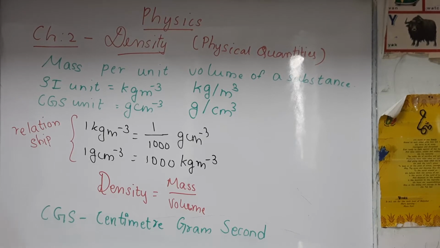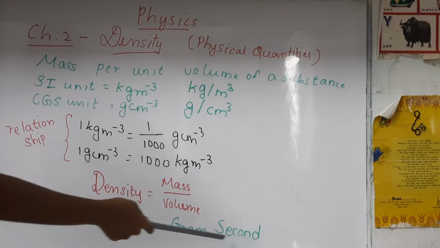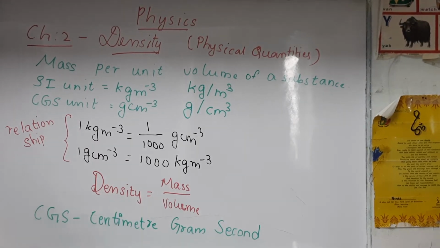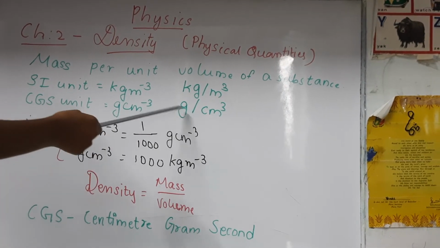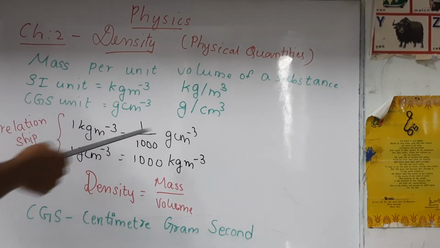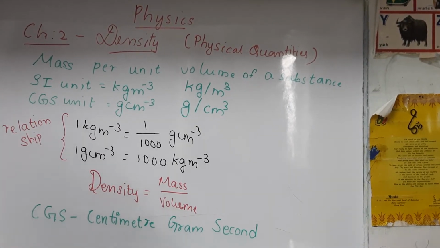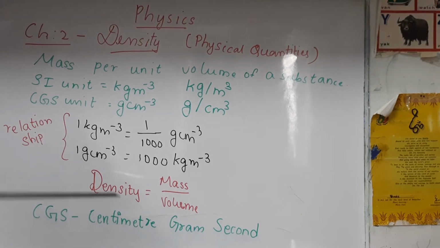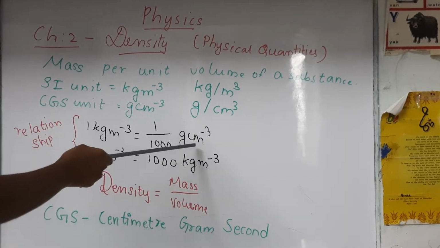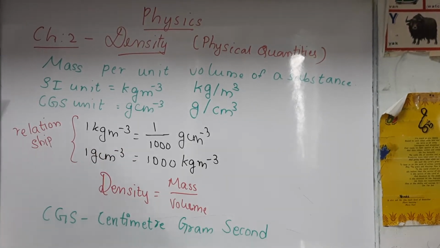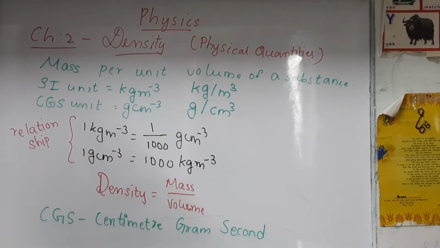Then, what is the CGS unit of density? CGS means centimeter gram second. The CGS unit of density is gram centimeter raised to minus 3, or gram per centimeter cube. Let us see the relationship between kg meter raised to minus 3 and gram centimeter raised to minus 3. 1 kg meter raised to minus 3 is 1 by 1000 gram centimeter raised to minus 3. 1 gram centimeter raised to minus 3 is 1000 kg meter raised to minus 3.